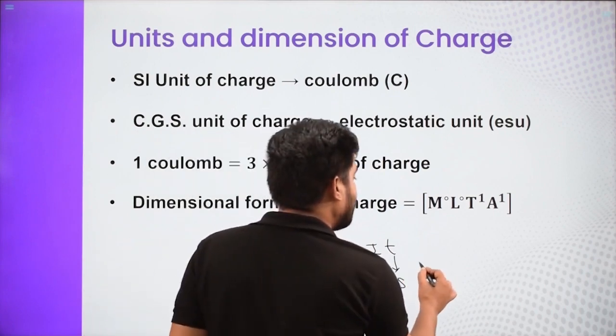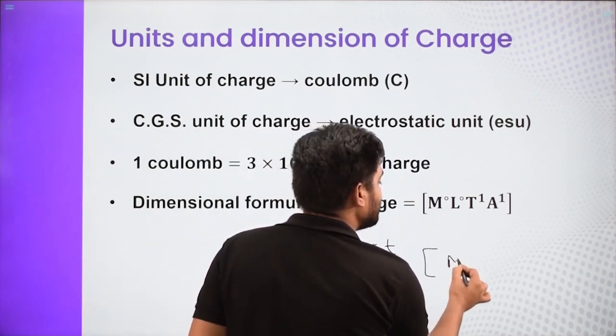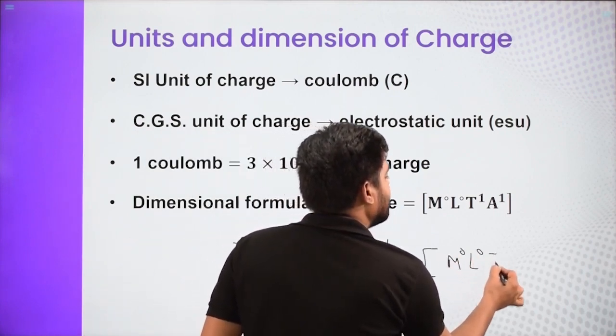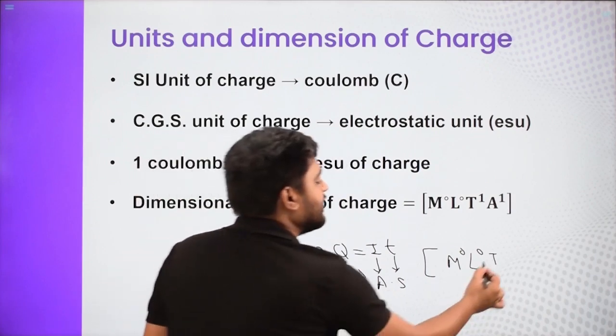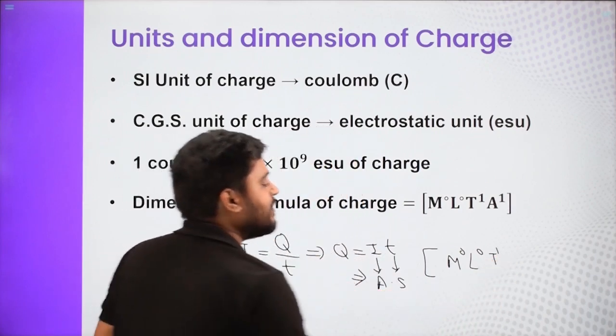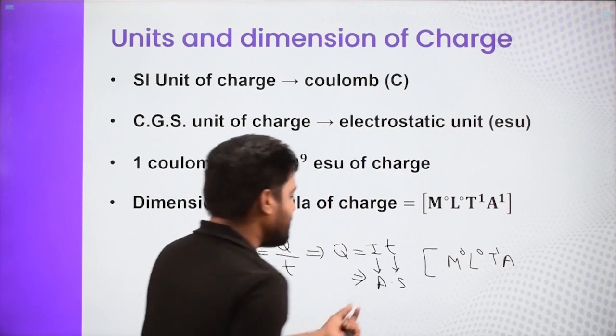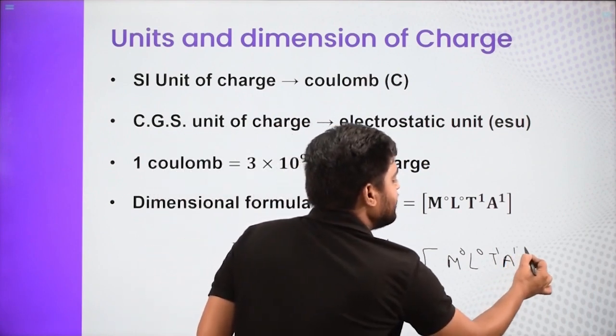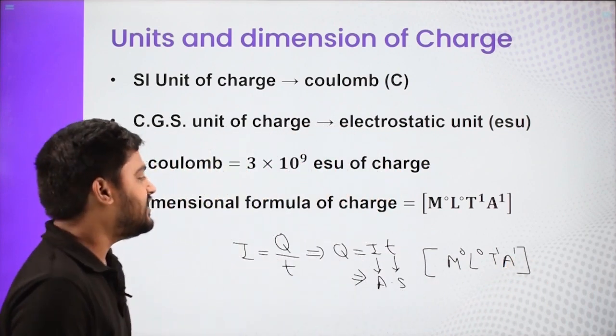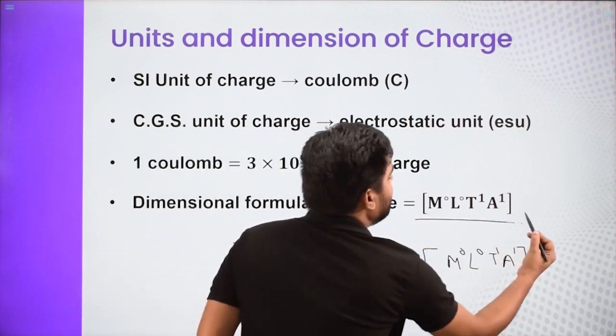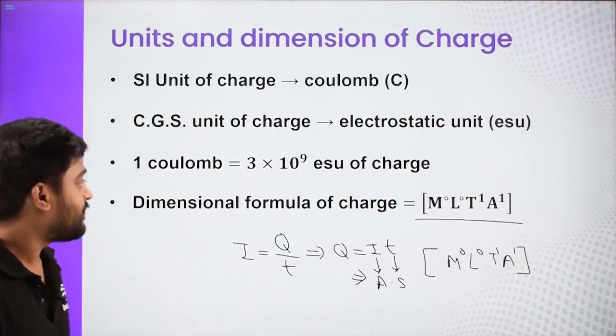If I want to write the dimension, there is no mass, no length, time is raised to 1 because second is involved. And what about A? A is ampere. Ampere is also a fundamental unit and there is A raised to 1. So this is going to be the dimensional formula of the charge.